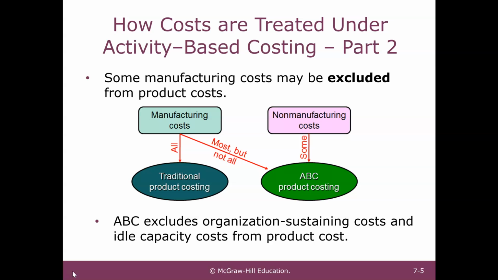Here's a chart that shows the process of this. First, with the traditional product costing, you have all manufacturing costs going in. With ABC product costing, you have most but not all manufacturing costs and some non-manufacturing costs.